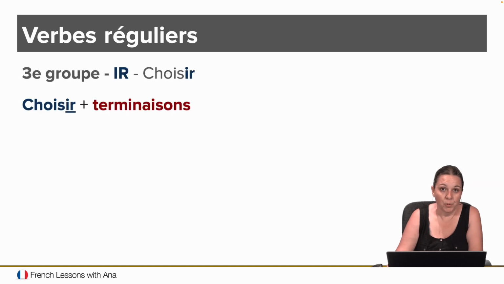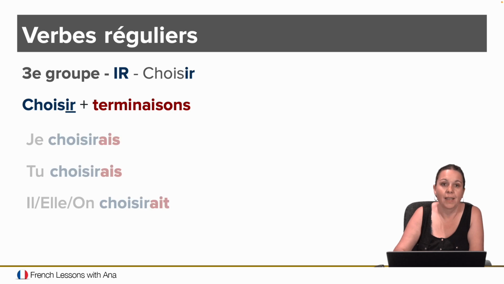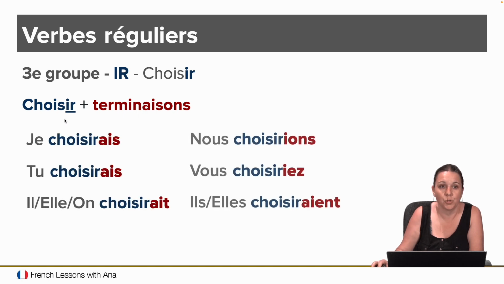And we have one more, which is the IR. And so here is the verb choisir, to choose. You keep the same ending. Don't touch the infinitive. Choisir stays the same, and you add the endings from the imparfait. And this is what it looks like. Je choisirais, I would choose. Tu choisirais, you would choose. Il choisirait, he would choose. Elle choisirait, she would choose. And on choisirait, we would choose, right?